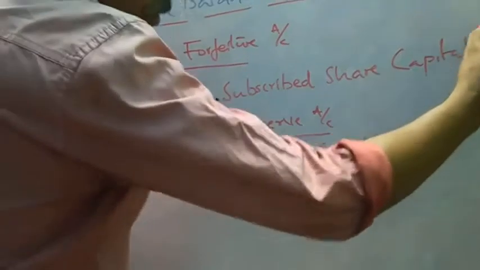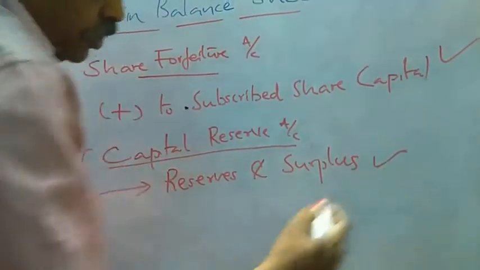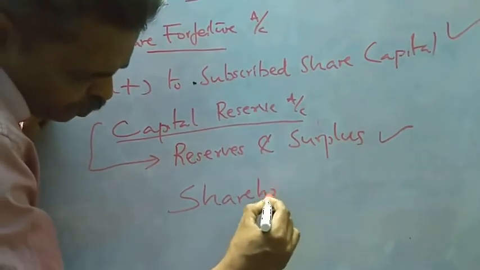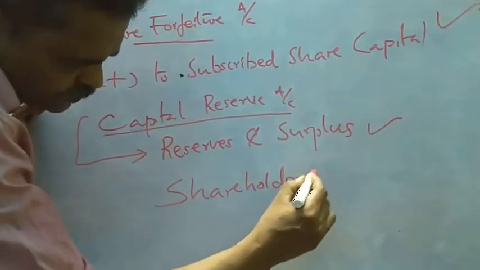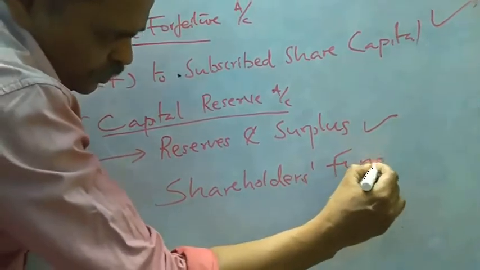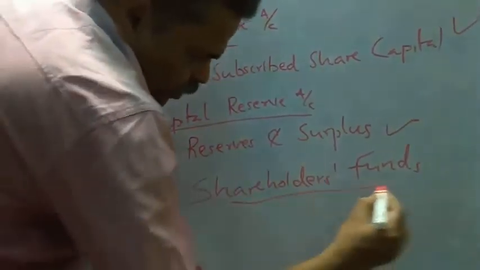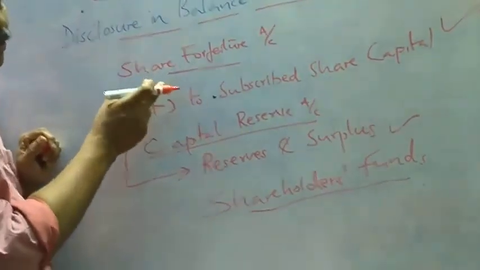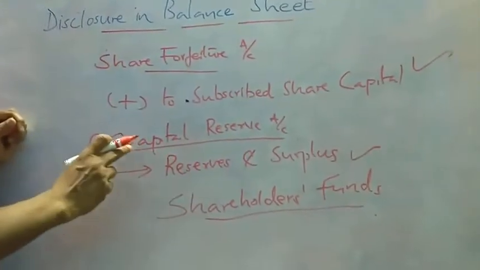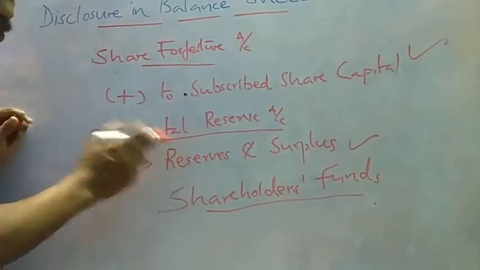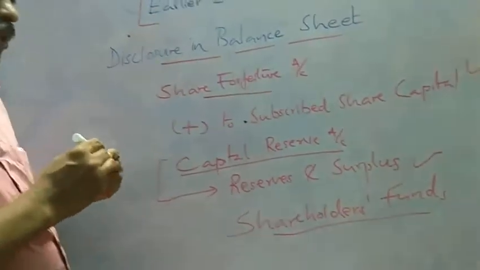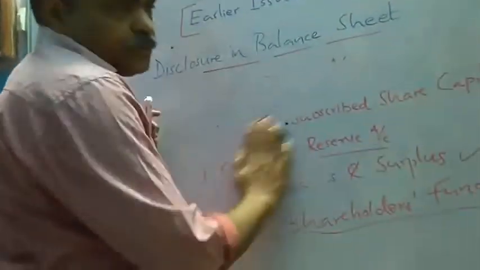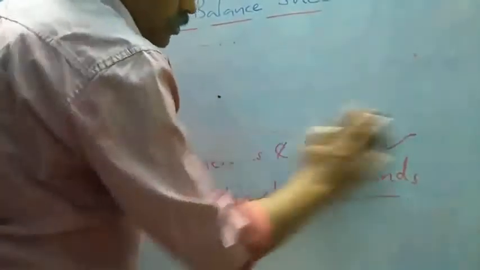Both share capital as well as reserves and surplus will be shown under the main heading, that is shareholders' funds. Under the subheading share capital you will show the share capital, and under the heading of reserves and surplus you will show the capital reserve account. Now this is a simple thing you have to understand. We will discuss it with a numerical so that you can easily understand.